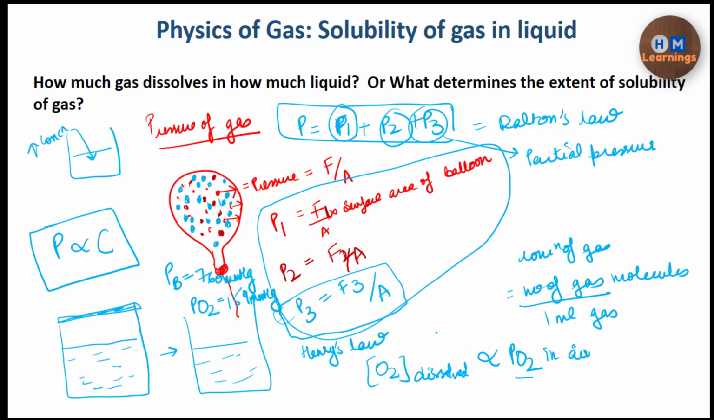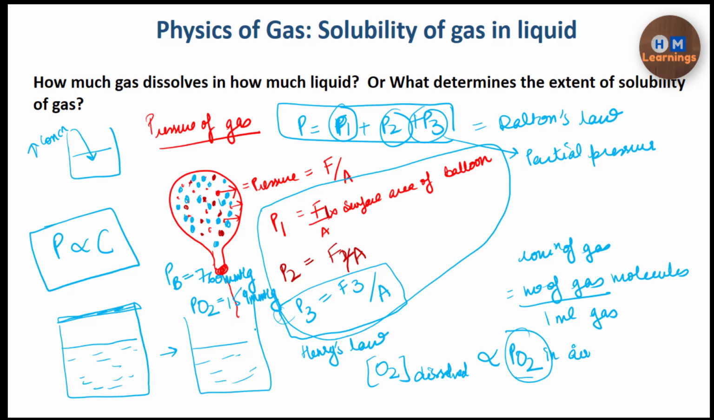Now we have replaced the term concentration with the partial pressure, and as you increase the partial pressure of the gas in the air, it means that the number of the gas molecules in the air has increased. It means that the concentration of the gas molecules in the air has increased. So more air molecules will enter inside the water. Therefore, the oxygen dissolved in the water will also increase. This is called Henry's law.